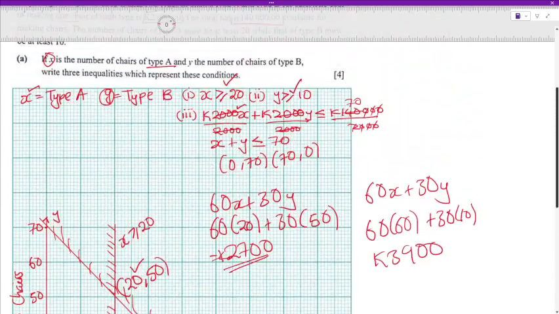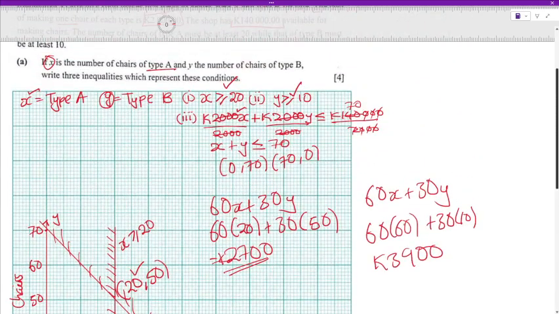So on your answer space, you're going to say your coordinates, remember, are 60, 10. So you're going to say 60 type A and 10 type B chairs. That will be your final answer.